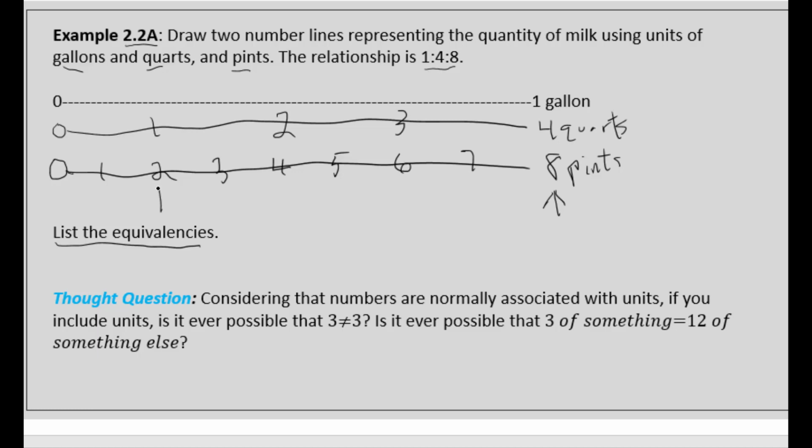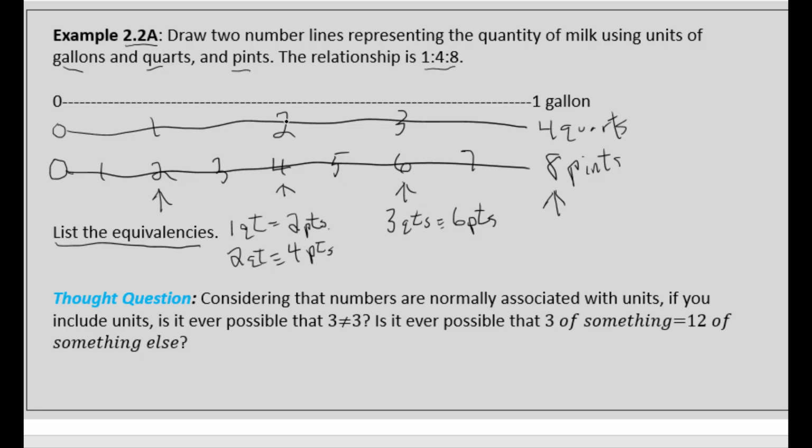Here's an equivalency. 1 quart equals 2 pints. I'm going to abbreviate. Here's another equivalency. 2 quarts is equivalent to 4 pints. Yes, I am using the equivalent symbol and the equal symbol interchangeably because we do that, right? And here I have 3 quarts is equivalent to 6 pints.